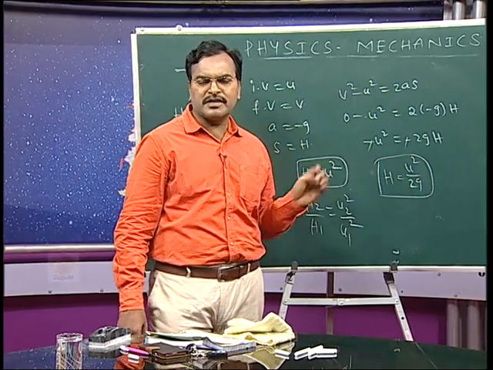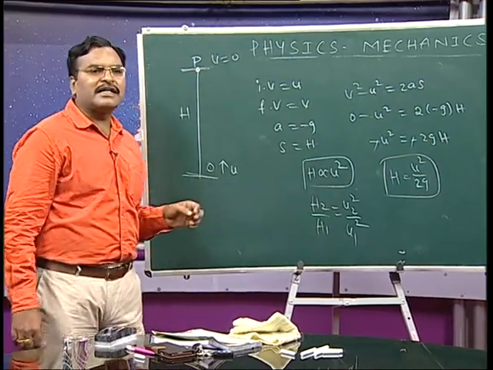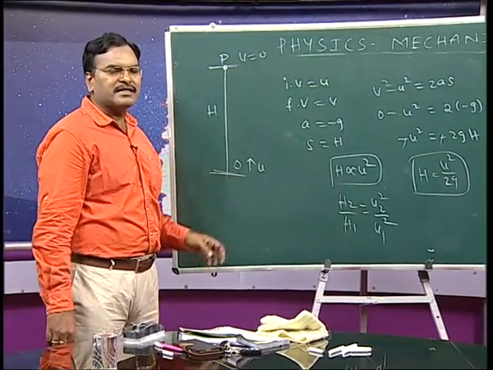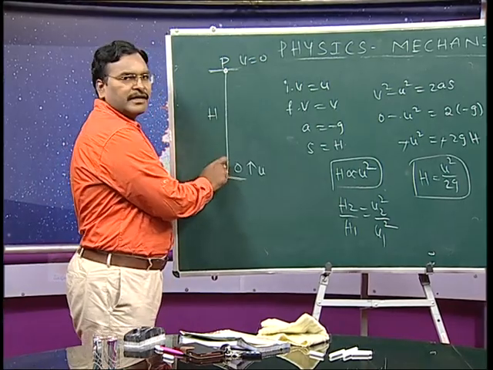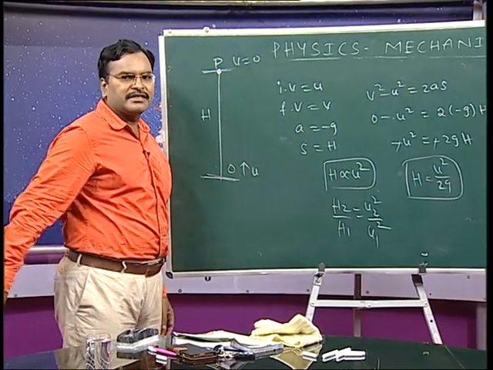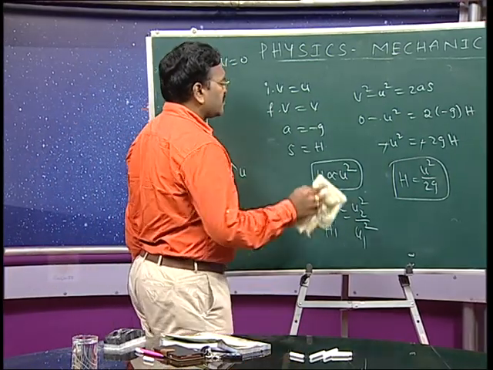What is u? Initial velocity. G, acceleration due to gravity. Next we have time of ascent. What is time of ascent? Time taken by a vertically projected body to reach maximum height. That is called time of ascent. So, initial velocity is 0.